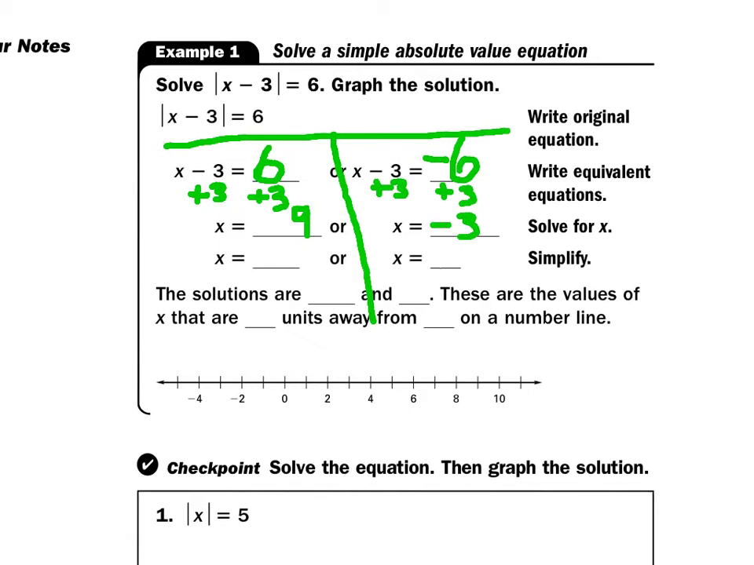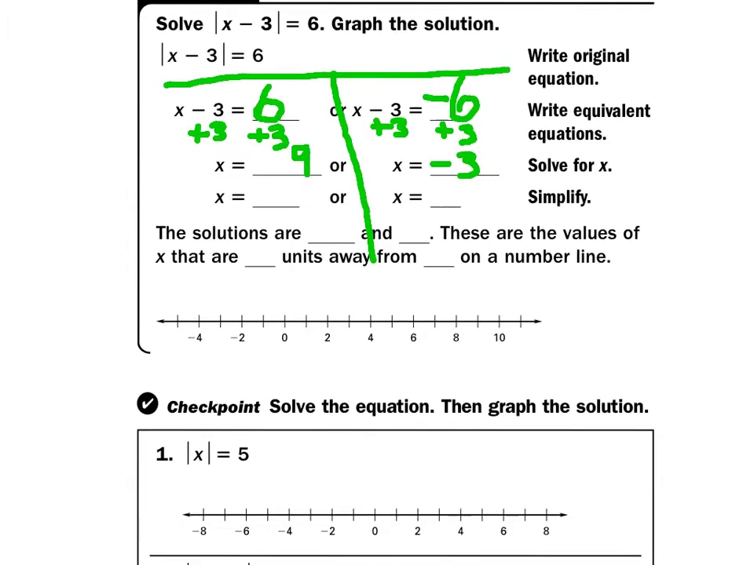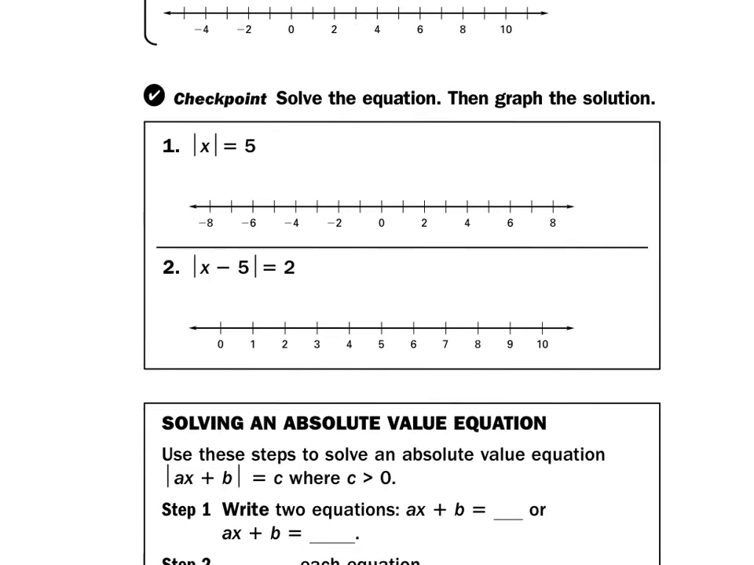And what that means is that x is either 9 units away from 0 or negative 3 units away from 0 on a number line. So we're not going to fill out the rest of that either. Okay, solve the equation. Let me go ahead and do this with you since I didn't do much else. So the absolute value of x equals 5.